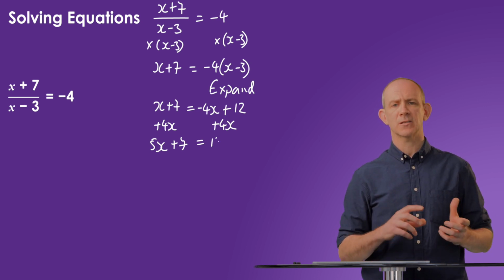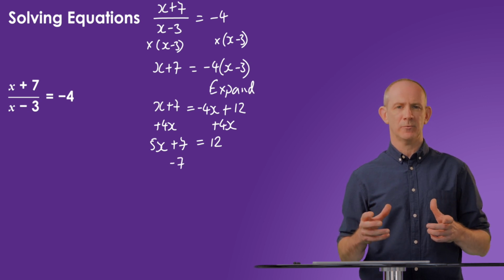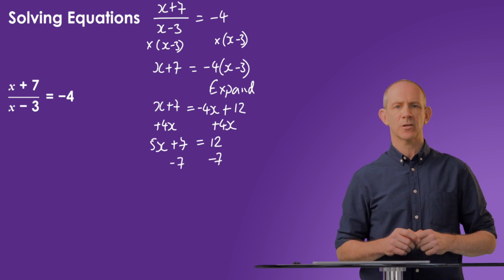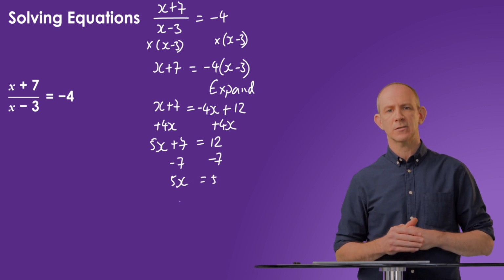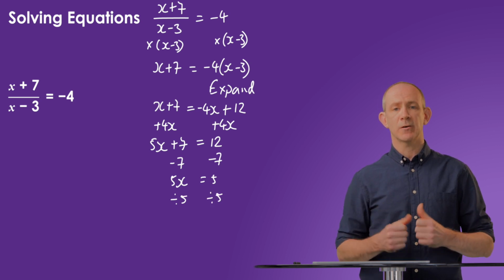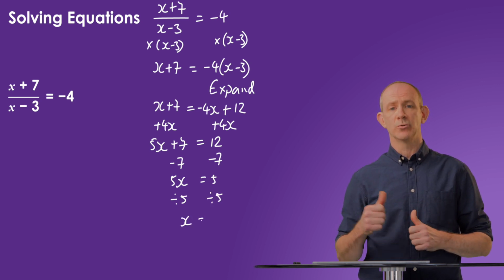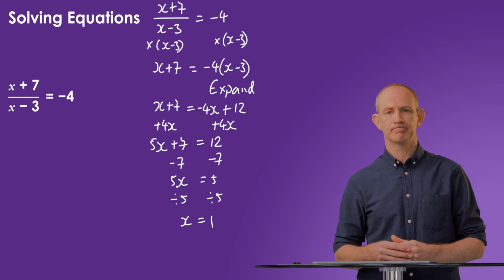So now we have 5x plus 7 equals 12. We're starting to see the answer come more clearly now. We're going to subtract 7 from both sides to get 5x on the left-hand side and 5 on the right-hand side, because 12 take away 7 gives us 5. Divide both sides by 5 will give us x equals 1. So that's our answer for this problem, x equals 1.